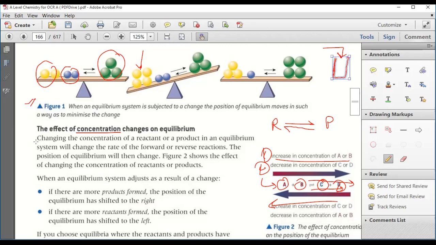Can you increase C and D as well? So when it says decrease concentration of C and D, can you increase it? We can decrease it. No, because it says decrease C and D. So can you increase it? We can also increase it. Just give me a second. I will show you with one more example. Just give me a second.